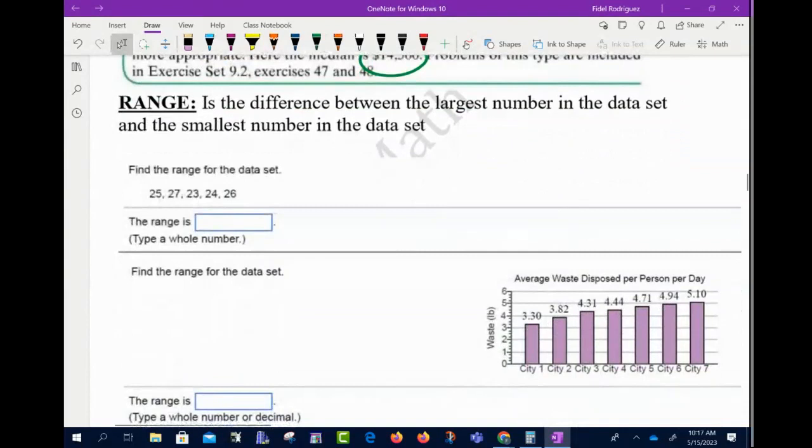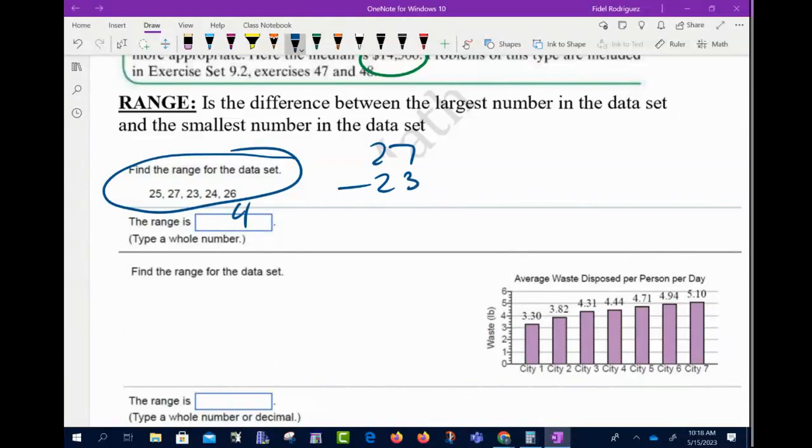Okay, guys, the range is the difference between the largest number and the smallest number. So we're going to look at the difference between the largest number and the smallest number. Okay, let's take a look. In this problem right here, what's my biggest number? 27 minus, what's my smallest number? 23. What's the difference? Boom.